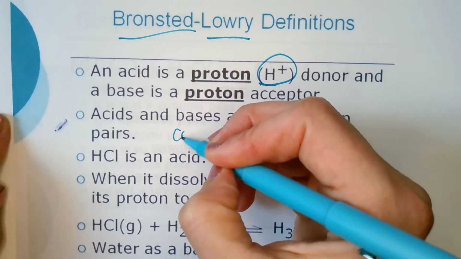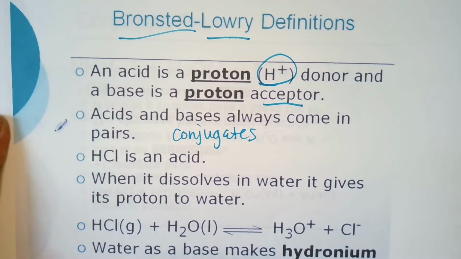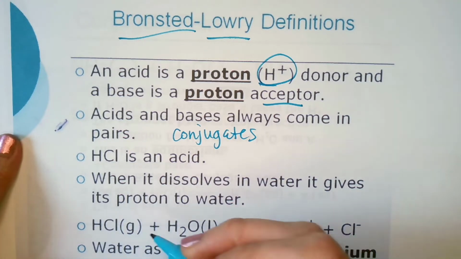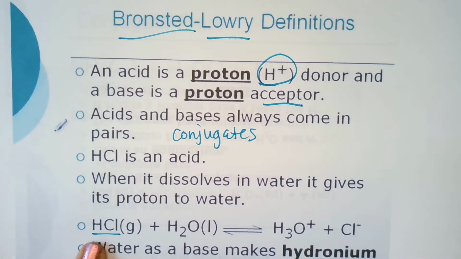We talked about conjugate pairs. Acids and bases always come in pairs known as conjugates, where they only differ by one hydrogen ion in their formula. According to Arrhenius, HCl is an acid. It starts with an H. It's going to release a hydrogen ion when placed in water. But it also obeys this definition. According to Bronsted-Lowry, when it dissolves in water, it does indeed release its hydrogen ion, but the water accepts it. Here we have a proton donor, HCl.